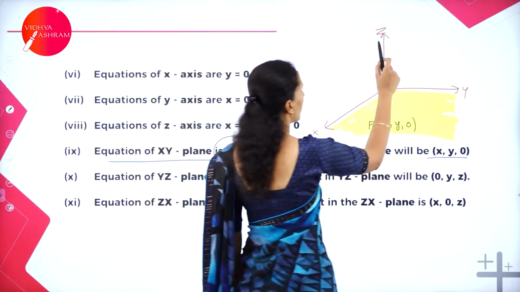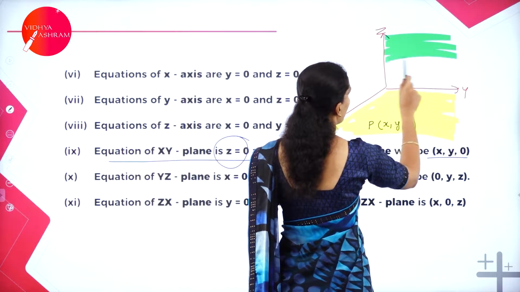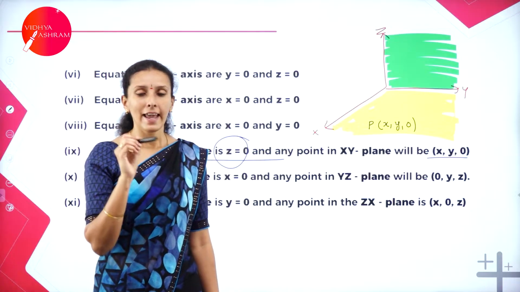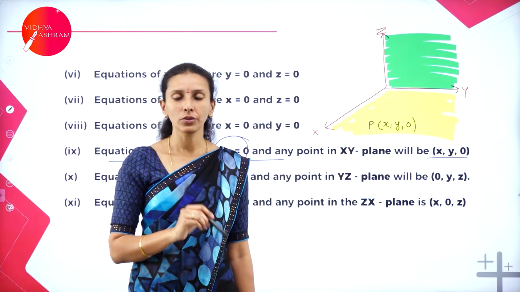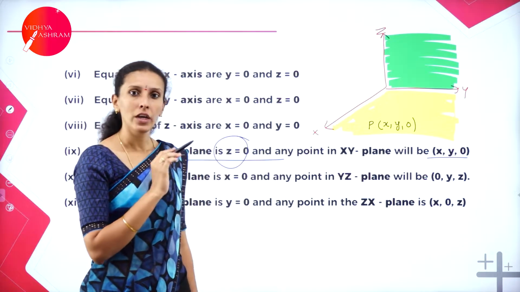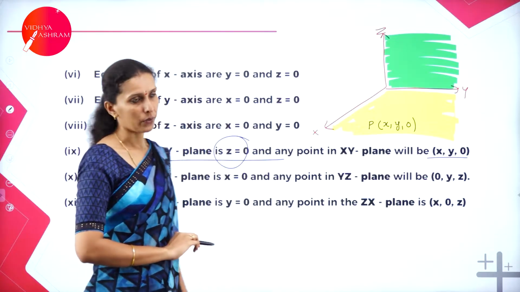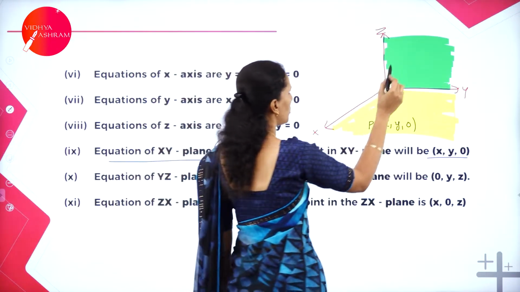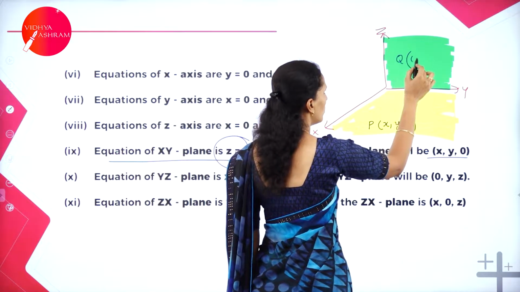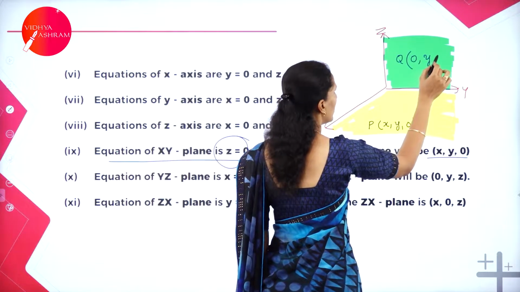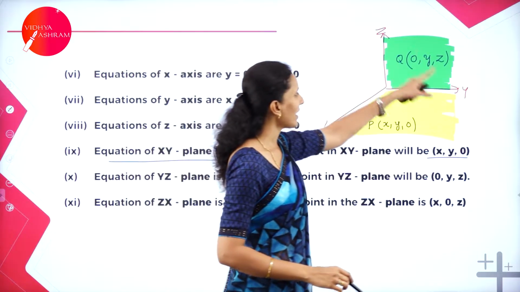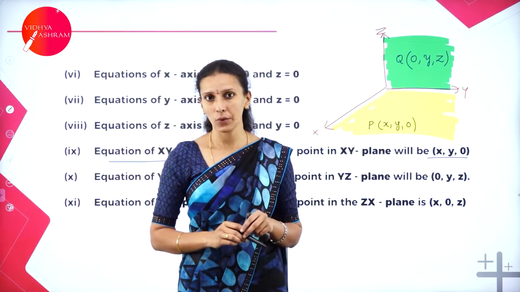Next, we will talk about the yz plane. This is the yz plane now. Clearly you can see that on the yz plane, x does not have a value, it is always 0. So any point Q on the yz plane has x equal to 0, and therefore we write only the other two values, y and z. And the equation of the yz plane will be x is equal to 0.